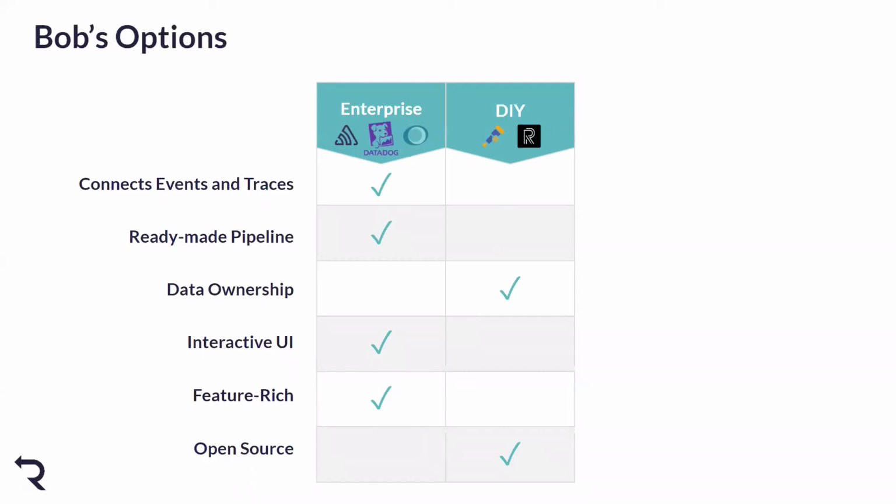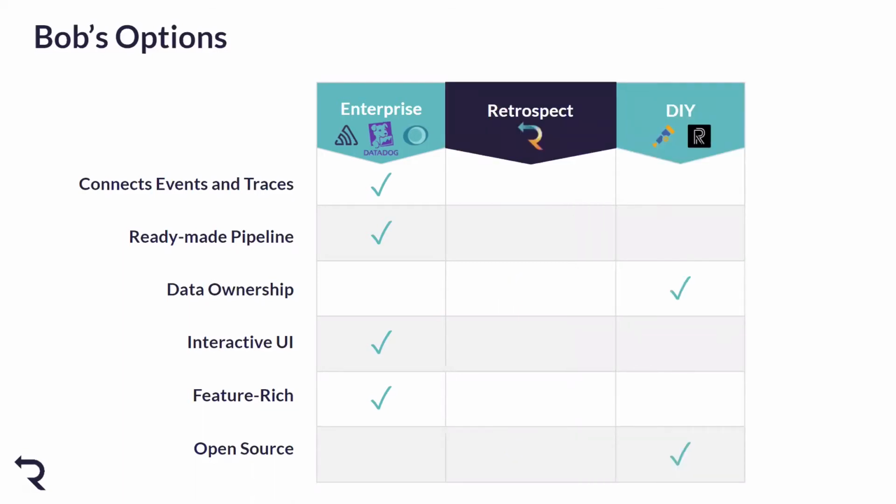Now, what if there was a solution that offered the ease of deployment offered by enterprise while also providing the benefits of DIY. This is where Retrospect fits. Retrospect connects the related events and traces of the instrumented application out of the box, thanks to its ready-made pipeline. The user will retain data ownership as the database instance is deployed in the environment of their choosing. And it comes with a simple yet powerful UI for debugging small microservice-based applications.